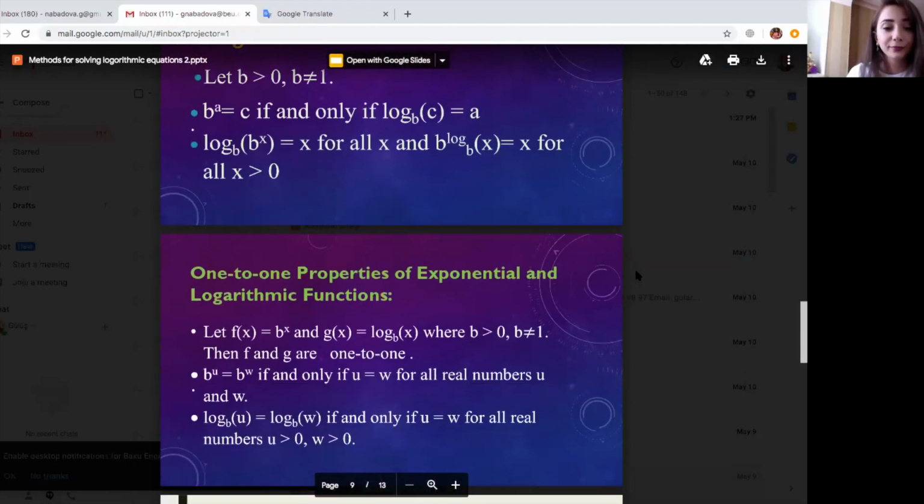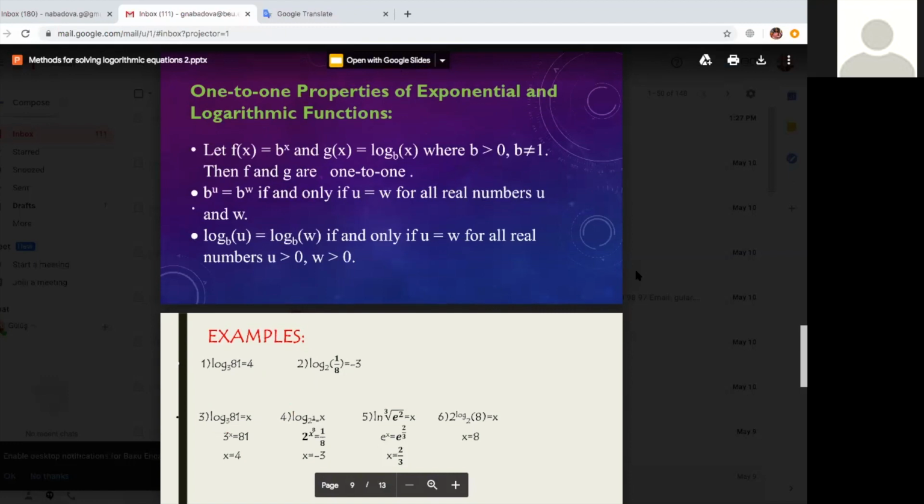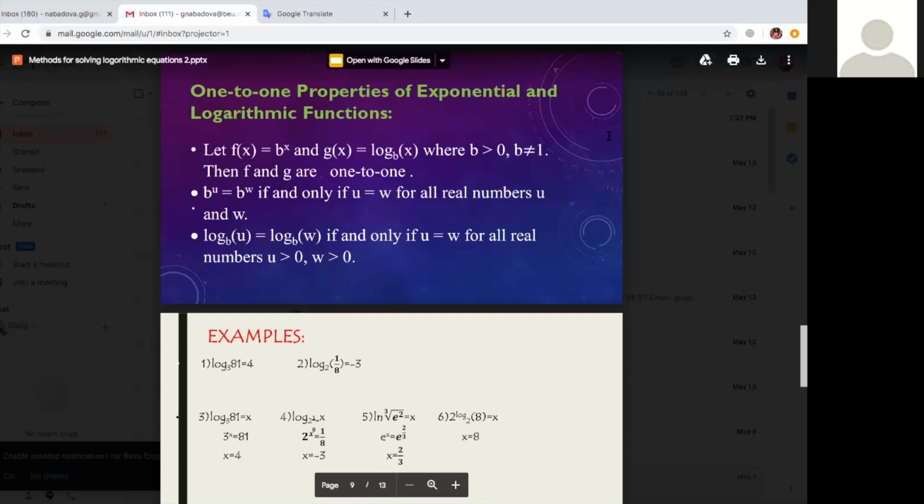Great. Second, one-to-one properties. Let f(x) equals b to the x and g(x) equals log base b of x, where b is greater than 0 and b is not equal to 1, then f and g are one-to-one. b to the u equals b to the w if and only if u equals w for all real numbers u and w. Log base b of u equals log base b of w if and only if u equals w for all real numbers u and w that are both greater than 0. Yes. And there are some examples about this topic.